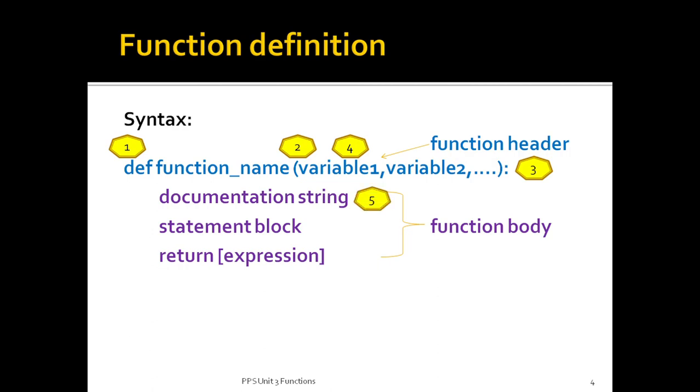Fifth, doc string or documentation string. The first statement of a function can be an optional statement, that is, documentation string of the function or doc string, which describes what the function does. Sixth, code block. The code block within a function is properly indented to form block code, that is, instructions which are to be executed. Seventh, return. A function may have a return statement, that is, it is optional. If it exists, it passes back an expression to the caller. A return statement with no argument is the same as return None.